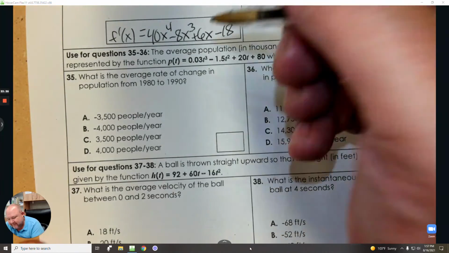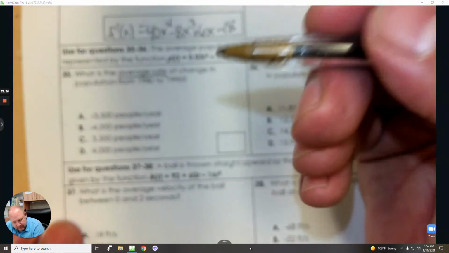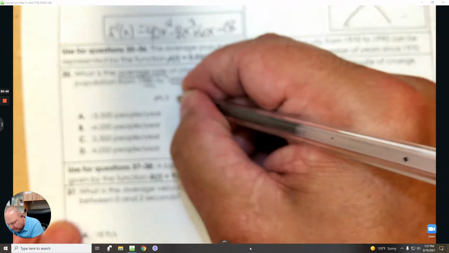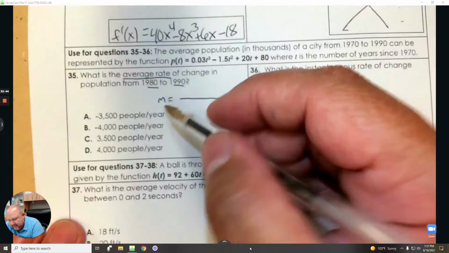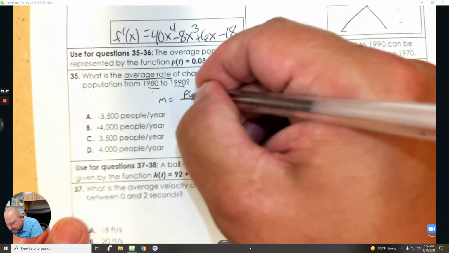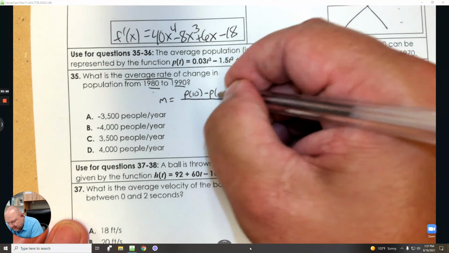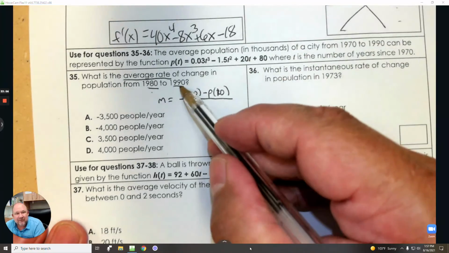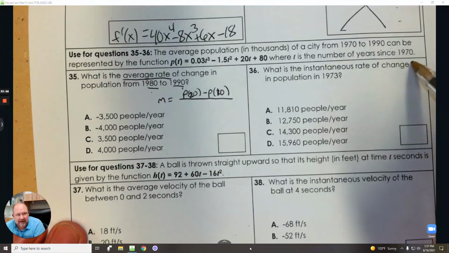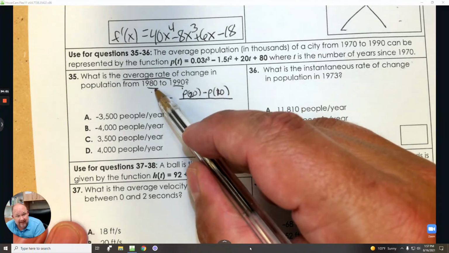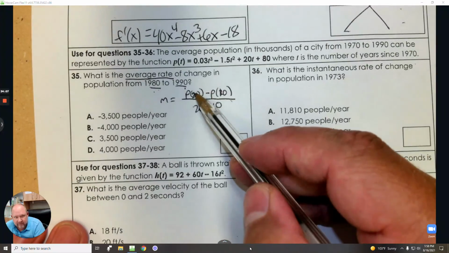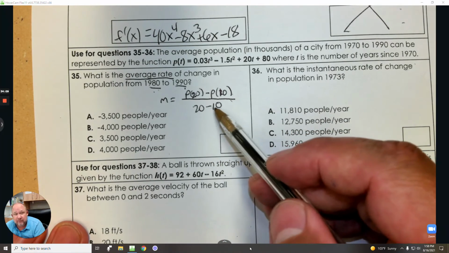So what is the average change in population? That's the word average rate, which means finding the slope between 2 points. That's 1980 and 1990. So I'm going to find the slope between that. Let's do this right. So 1990 is 20 years after 1970. 1980 is 10 years after that. And then in the denominator, so this is basically y2 minus y1, and x2 subtract x1.